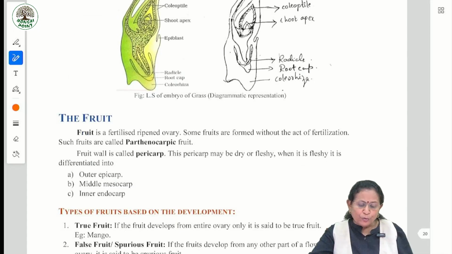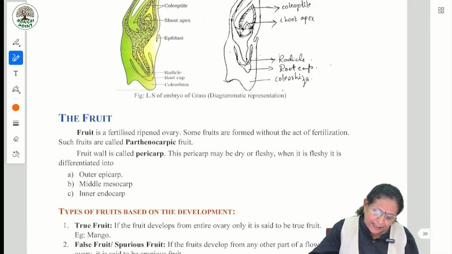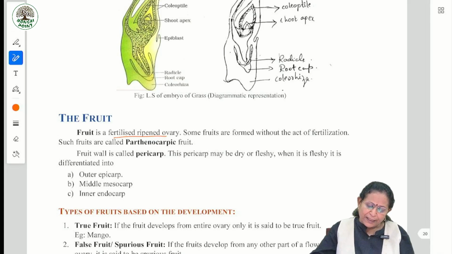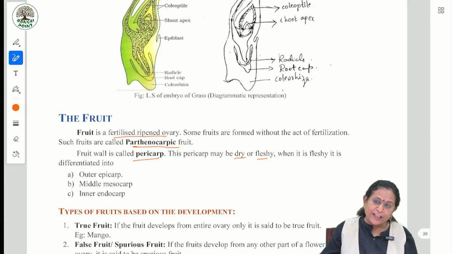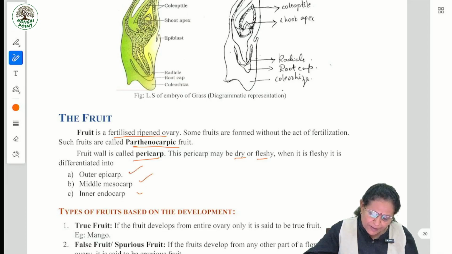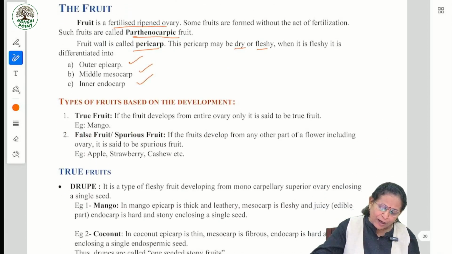Now, what is a fruit? Fruit is a fertilized, ripened ovary. Some fruits are formed without the act of fertilization. Such fruits are called parthenocarpic fruits, fruits which develop without the act of fertilization. What is a fruit wall called? Pericarp. This pericarp may be dry or fleshy depending on the amount of water present in them. Pericarp, when fleshy, is differentiated into outer epicarp, middle mesocarp, and inner endocarp.